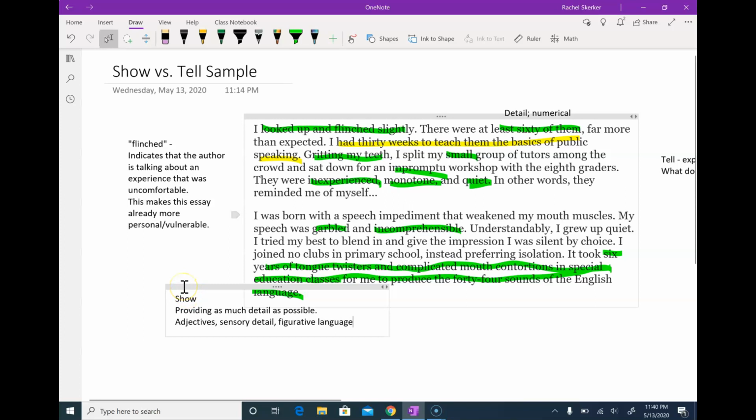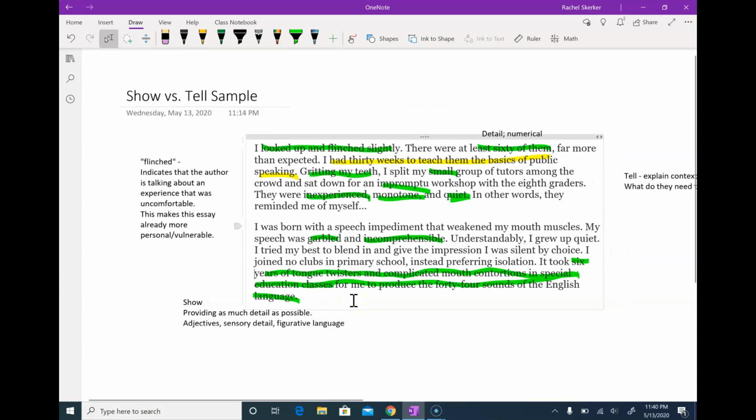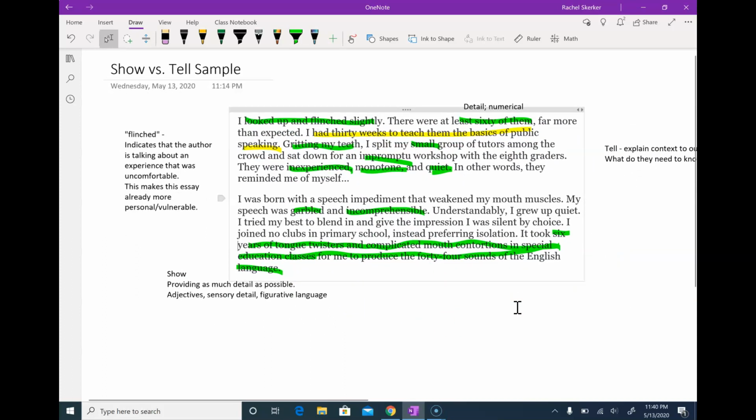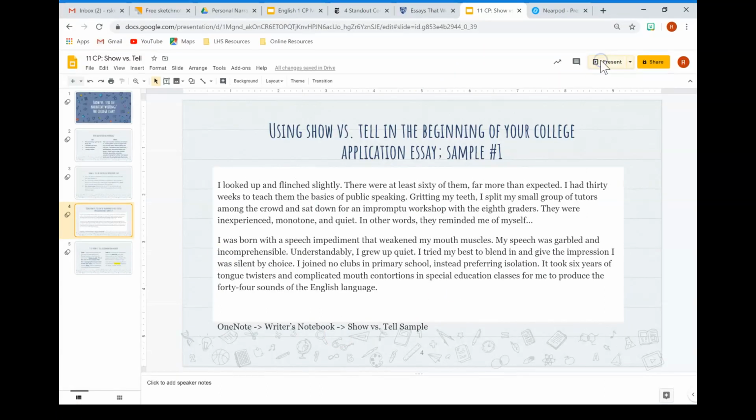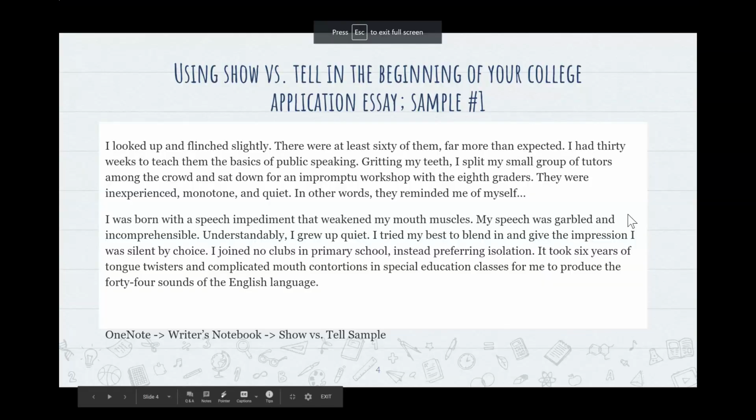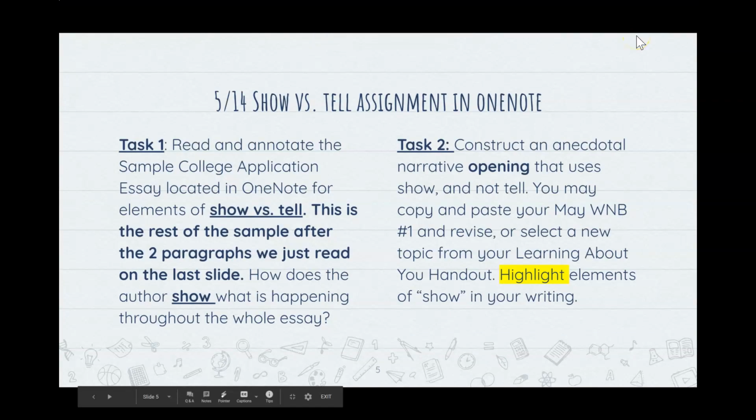Okay? And keep in mind, guys, that this is only one sample. You'll see that show versus tell is going to vary in regards to how each is used depending on the topic. So returning back to our PowerPoint. Okay. Your task now is you have 2. So task 1 is you're going to read and annotate the rest of this college application essay located in OneNote for elements of show versus tell. This is the rest of the sample after the 2 paragraphs that we just read. Really think here, how does the author show what is happening throughout the whole essay?